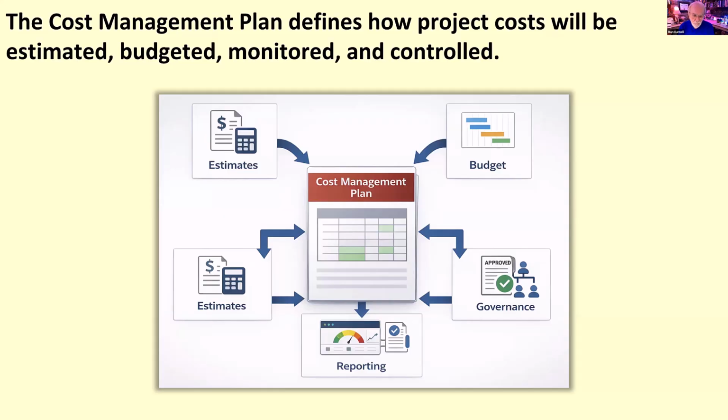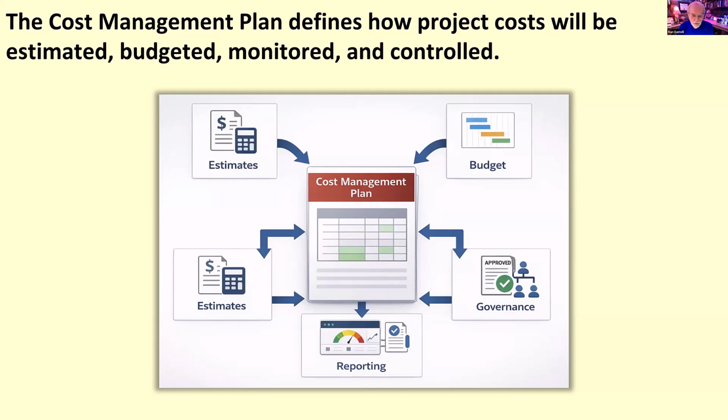A cost management plan typically describes how costs will be estimated, how the budget will be developed, how cost information will be organized, how variances will be reviewed, and how cost performance will be monitored over time. It may also clarify roles and responsibilities, reporting expectations, and how cost changes will be handled if project conditions change.